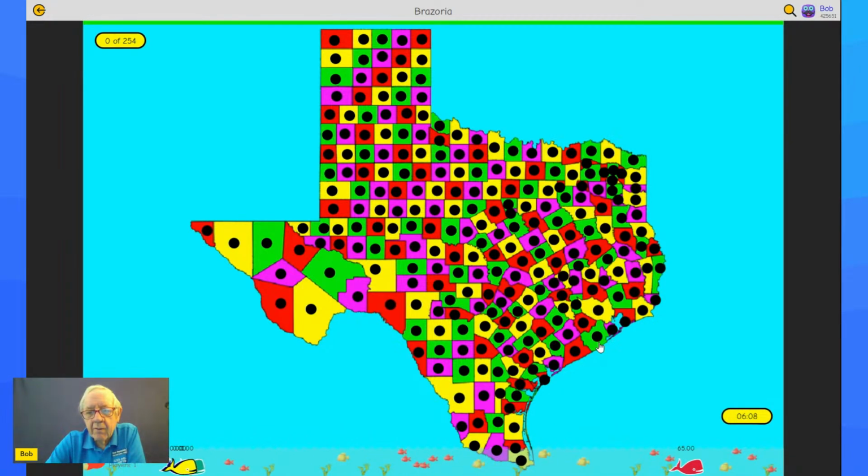Brazoria, I got a green light. Jack, right below Clay, I got a green light. Dickens, I think this is Delta. This is Denton. I think this is Dickens. It is. Okay. Washington, right next to Waller. This is Waller. This is Austin. This is Washington County. Some guy told me that 31 states have a Washington County.